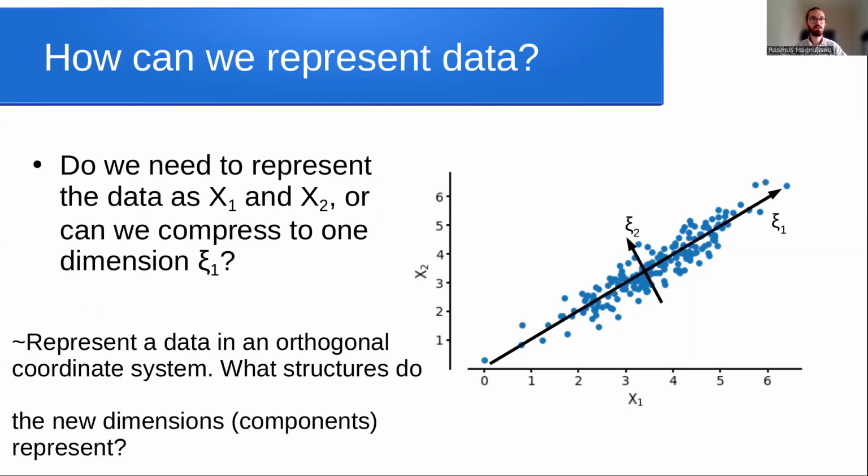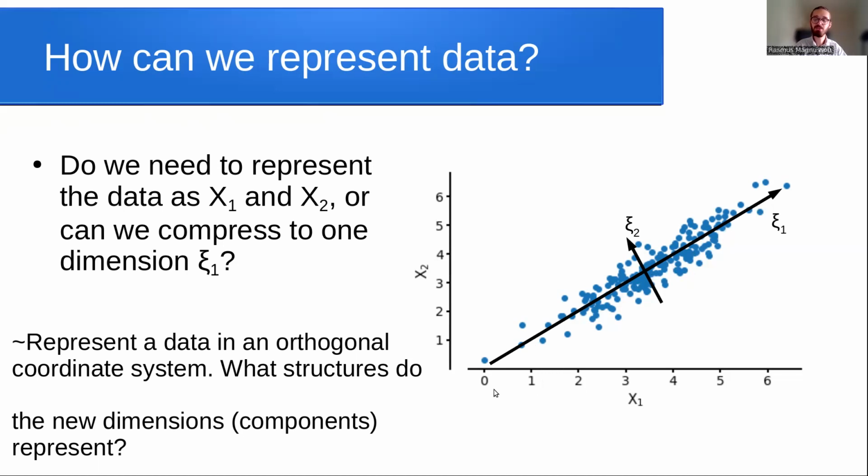Now imagine that instead of having x1 and x2, we introduce a completely new variable, xi. I'm using the Greek letter xi here. So xi1. Instead of having the coordinate system where you have x1 and x2, we just have xi1 going along the main vector of variance in this data set.